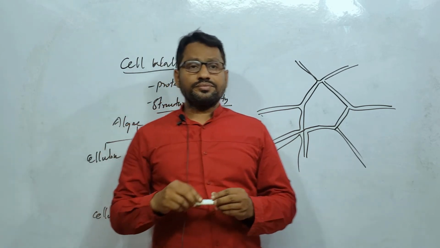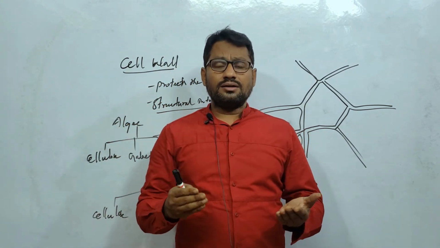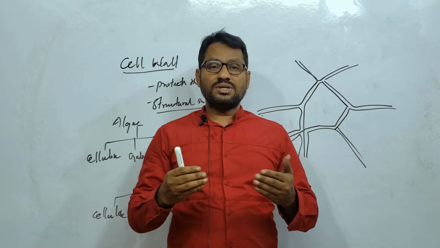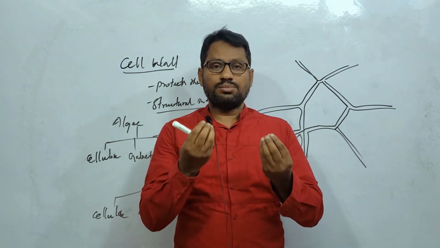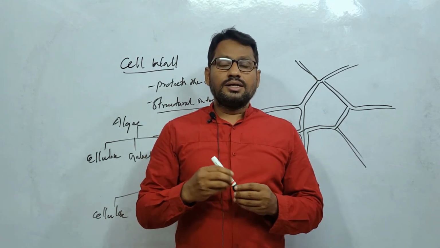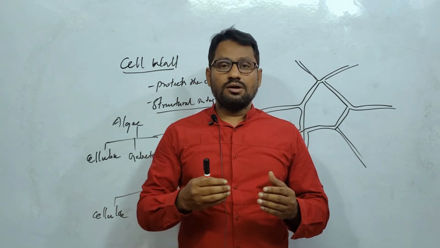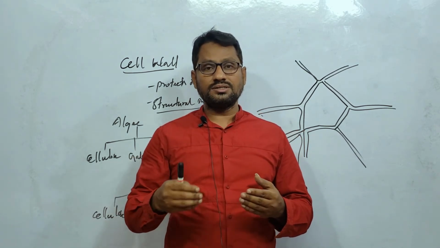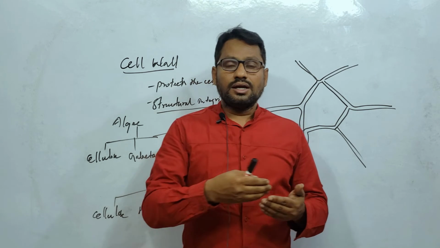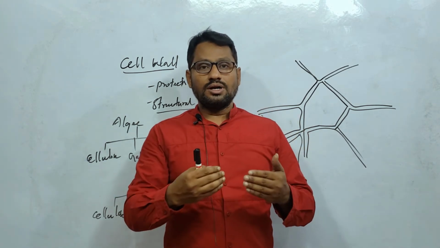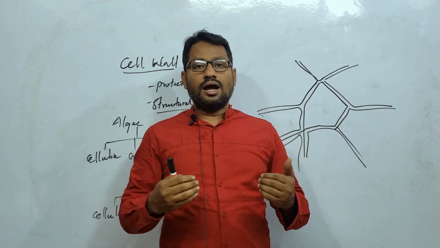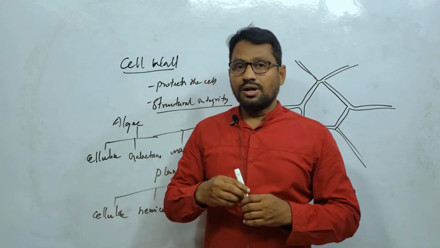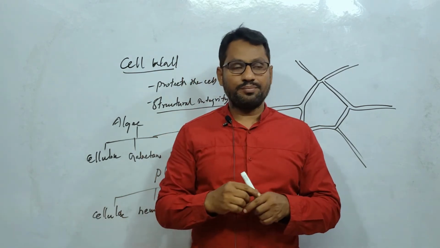In any new plant, in the primary stage of the plant, it is called the primary cell wall. In lateral growth, after maturity, slowly the primary cell wall diminishes or disintegrates and forms a secondary cell wall above the plasma membrane.